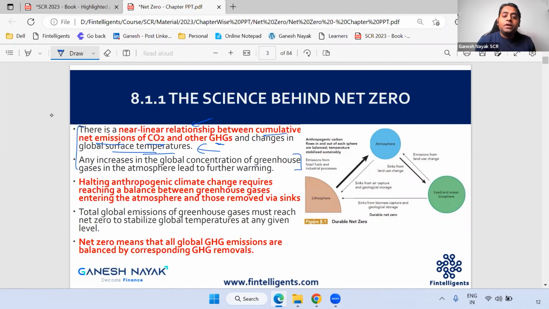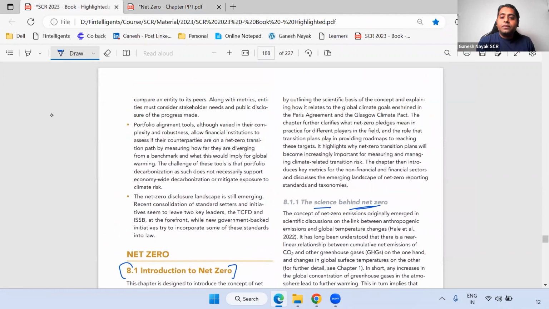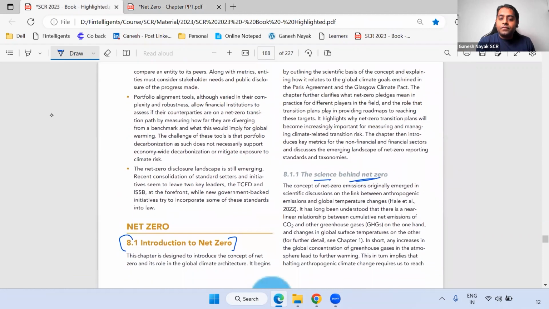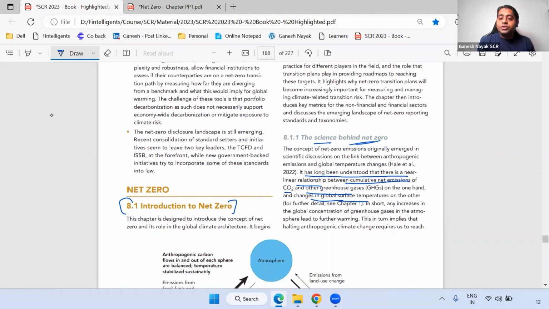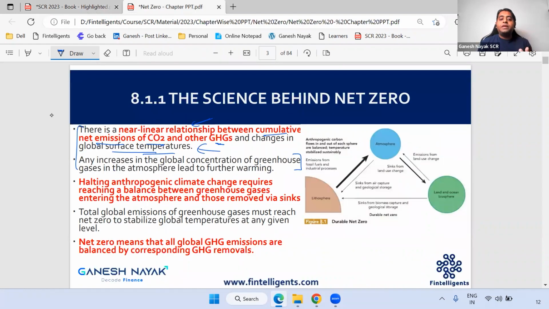If you go to the book, over here they're trying to highlight that it has been long understood that a near linear relationship between cumulative CO2 and other gases exists, and any change in that will lead to a change in the temperature. So this part is important from the exam perspective. The first two lines simply mean that if the CO2 in the atmosphere increases, it will eventually cause problems, and the temperature will also increase.